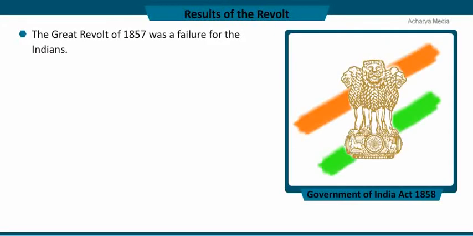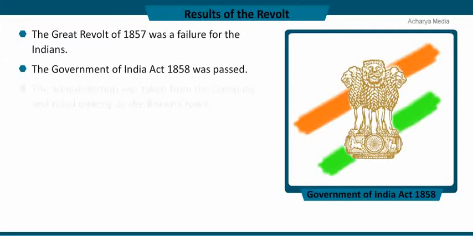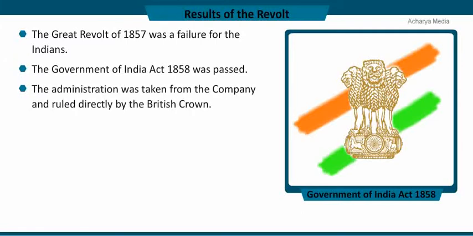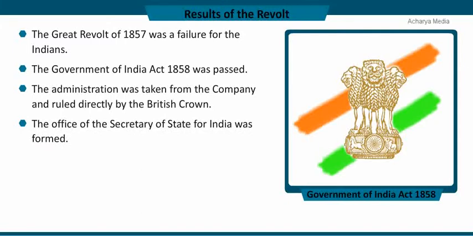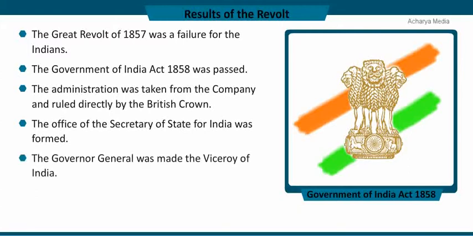Results of the revolt. The Great Revolt of 1857 was a failure for the Indians. The Government of India Act 1858 was passed. The administration of India was taken away from the company, and India was now ruled directly by the British Crown. The office of the Secretary of State for India was formed. He was helped by an Indian Council of 15 members. The Governor-General was made the Viceroy of India. The Viceroy represented the British Crown.